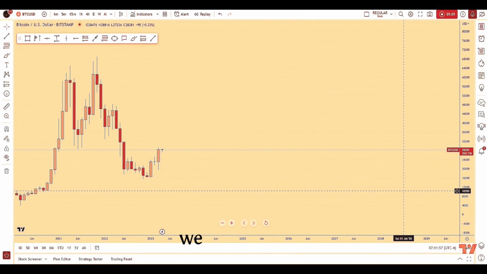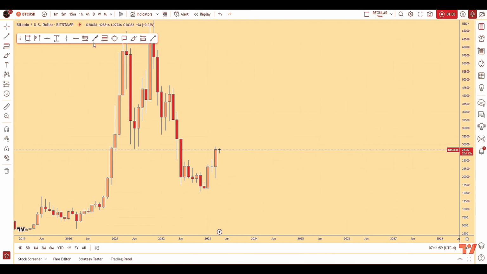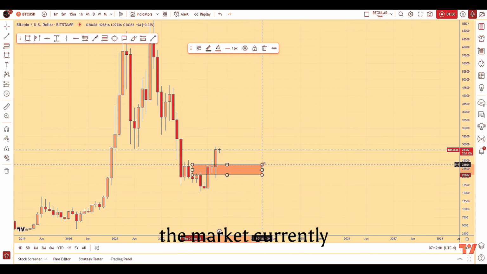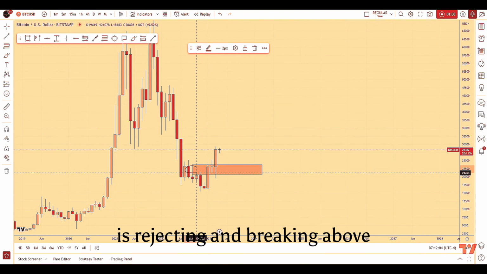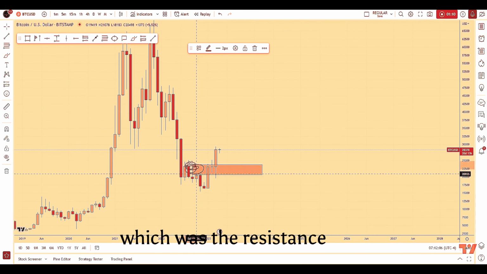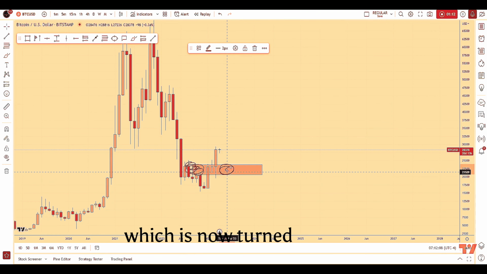If we zoom in, we can see how, if we look at the structure, the market currently is rejecting and breaking above the previous monthly resistance, which was resistance here and again here, which is now turned support.